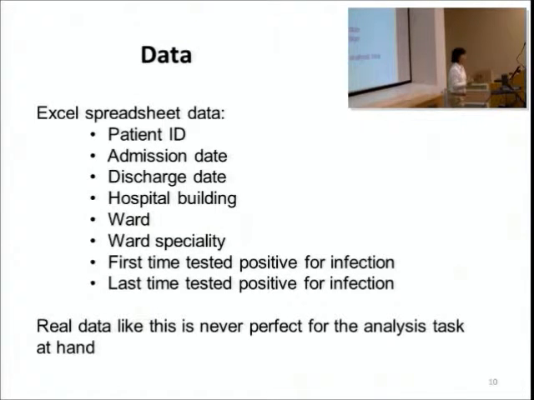So the data, as some of you might expect, will be in our beloved standard Excel spreadsheet data. Very meaningful, lots of numbers for us. We have the patient identification. We also know when the patient was admitted and discharged from the hospital ward and hospital building and what specialty. Was he admitted for chemo, dialysis, for general surgery, and also the first time the patient tested positive and the last time that the patient tested positive.